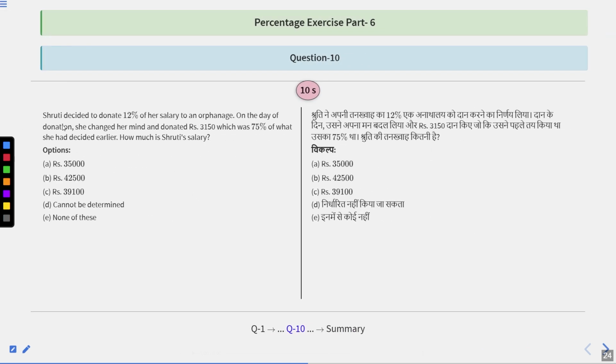Next one is, Shruti decided to donate 12% of her salary to an orphanage. On the day of donation, she changed her mind and donated 3,150, which is 75% of what she had decided earlier. How much is Shruti's salary? You have 5 options and 10 seconds to solve this question. Your time starts now.